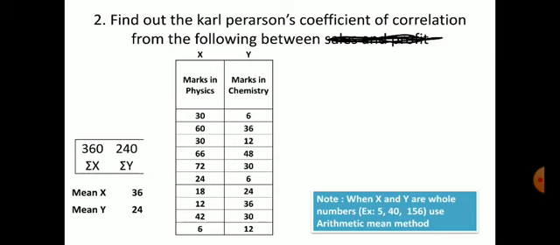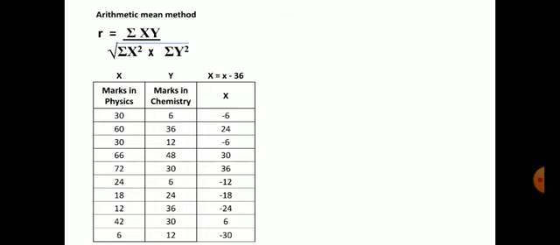That is what you have to find out using the arithmetic mean method. Why are we using this? Since the x bar and y bar values are whole numbers, we have to use the arithmetic mean method. We'll go for the calculations part. We have to use the arithmetic mean method. The arithmetic mean we got as 36.